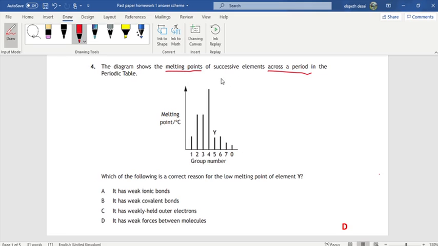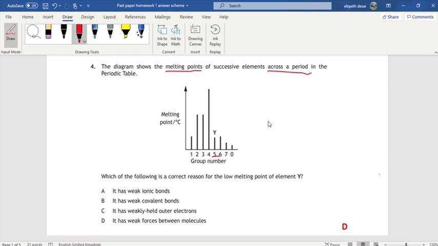Okay, and the question says, which of the following is a correct reason for the low melting point of element Y? So before we even look at the possible correct answers, what I want to do is figure out what element Y is. So we've got this graph, we've got melting point on the y-axis, we've got group number on the x-axis, and we can see that Y is in group number 5.